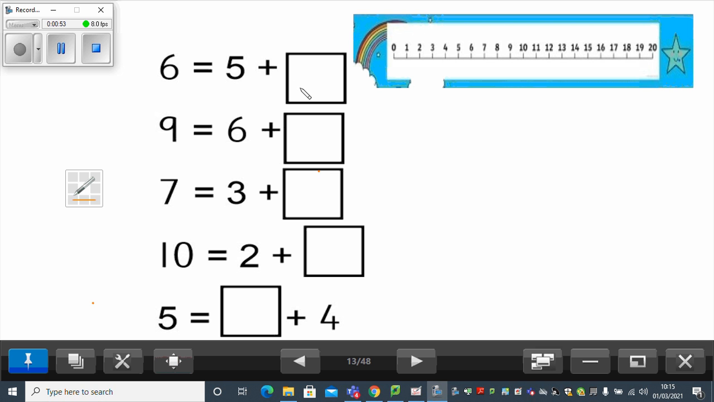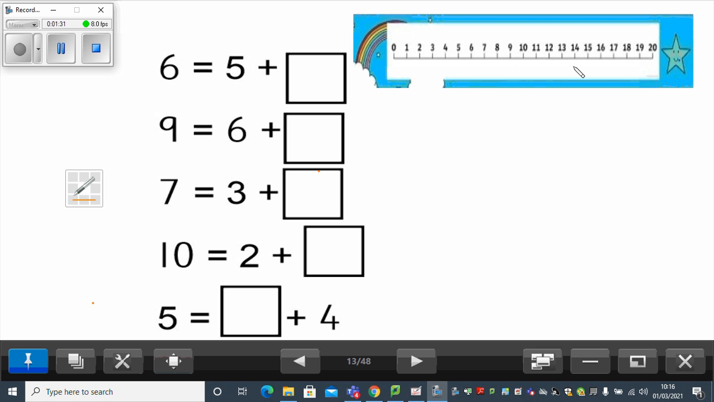Now we have the missing parts. So these are the two parts that would equal the whole number. So 6 equals 5 plus what? So what would you need to add to 5 to make 6? And that's the same for each of the number equations here. Let's have a look at another one. 7 equals 3 plus what? So what would you add to 3 to make 7 as your whole number?